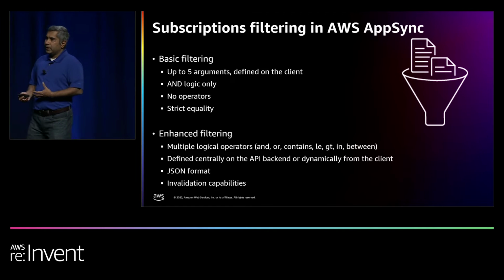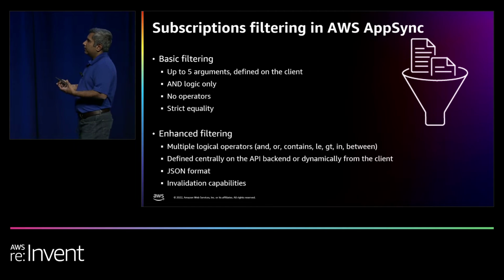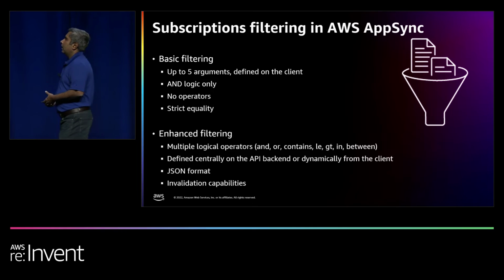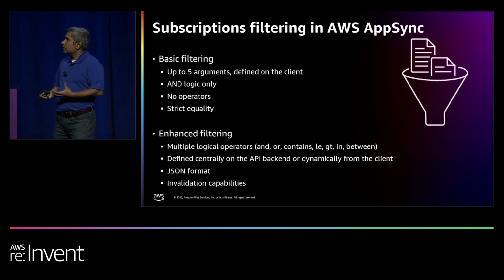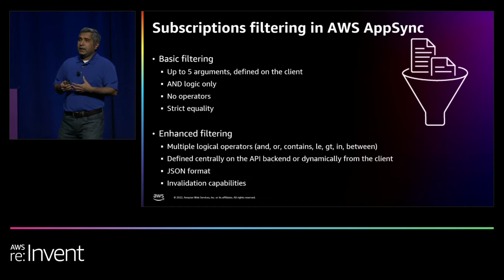Again, 2 types of filtering are supported in AppSync. First one is basic filtering. This is client initiated, which means it is up to 5 arguments defined on the client side. For example, client can say, hey, give me the data when order ID equals 1, 2, 3, 4. That's a typical example where client can initiate that filtering logic from their side. It's again AND logic only, no operators, strict equality. This is very limited in its functionality.